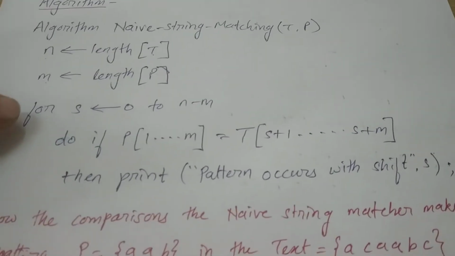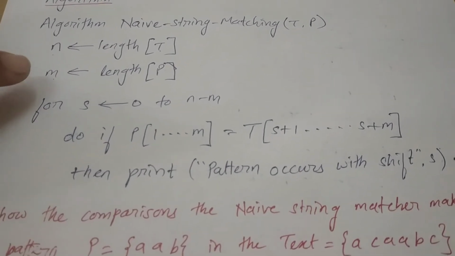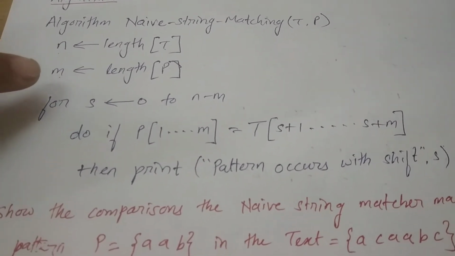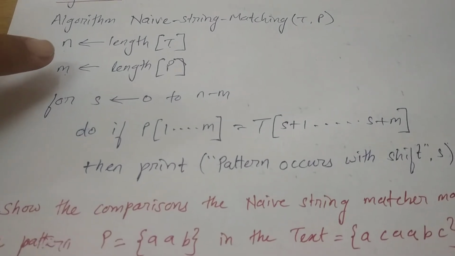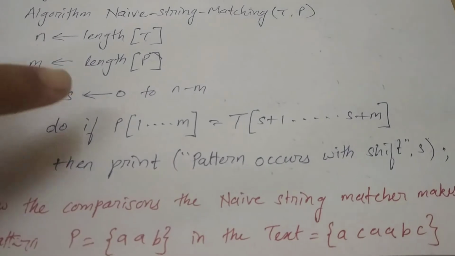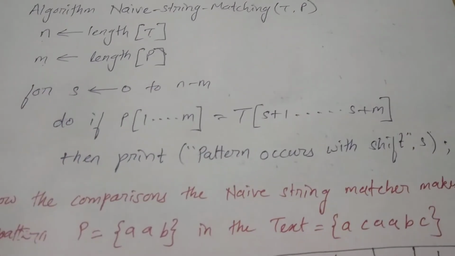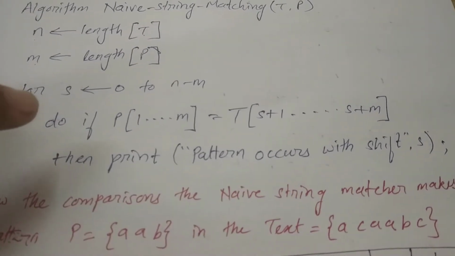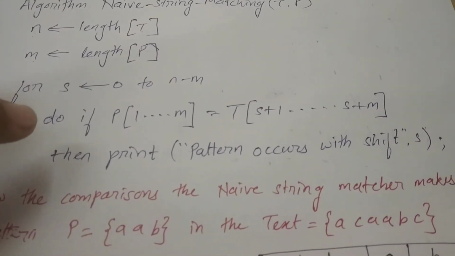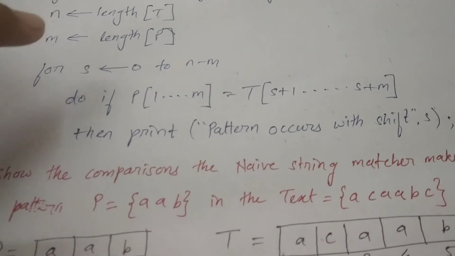Next, we perform shift operations to find the pattern in the text T. How many shift operations can we perform? That is 0 to n minus m. We can perform n minus m shift operations to find the pattern in the text. Let's take an example.